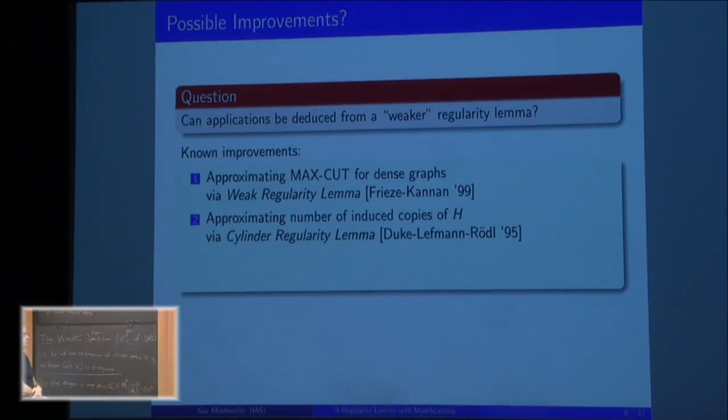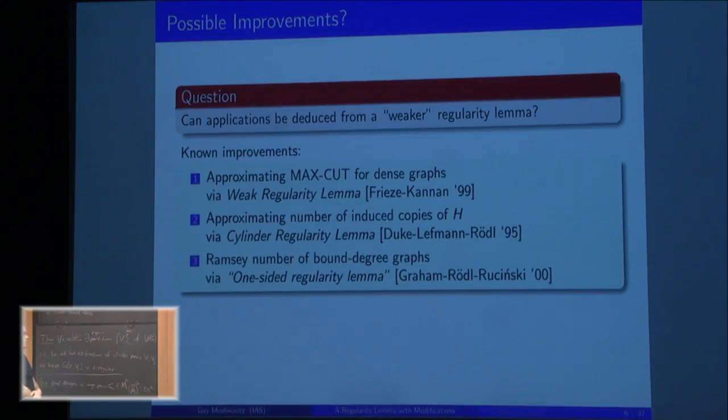I'll talk about bounds in a second. For approximating the number of induced copies, you can use what's known as the cylinder regularity lemma. And for the Ramsey application, you use something which is like a one-sided regularity lemma. Again, I won't talk about that. And as Avi mentioned, all the bounds here are not tower, but actually just a single exponential in 1 over epsilon. Much better. And by the way, for example, for the regularity lemma, this is known to be optimal.